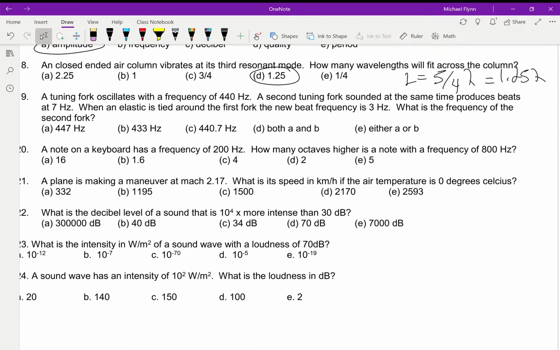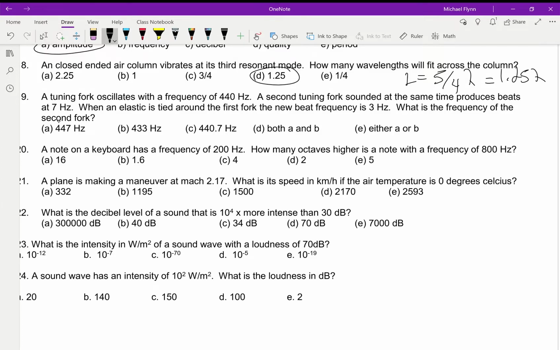Okay, a tuning fork vibrates at 440 hertz. A second tuning fork produces beats with the first one at 7 hertz. Okay. When an elastic is tied around the first fork, the new beat frequency is 3 hertz. What is the frequency of the second fork?